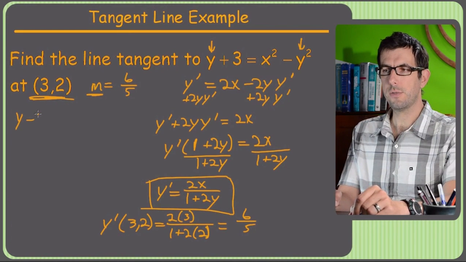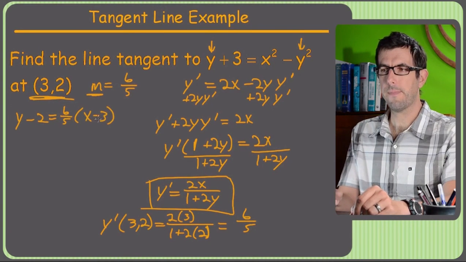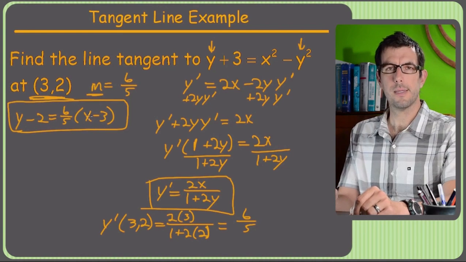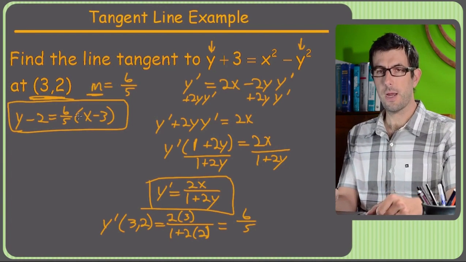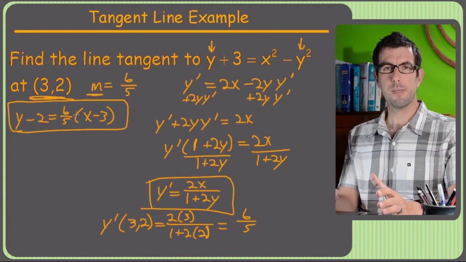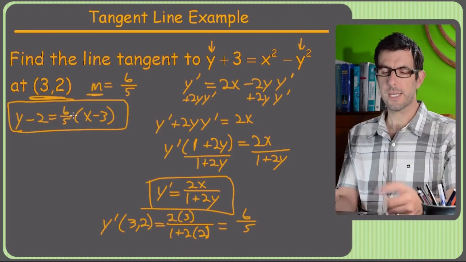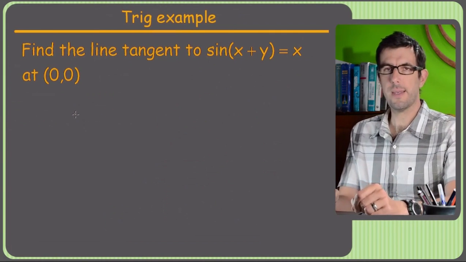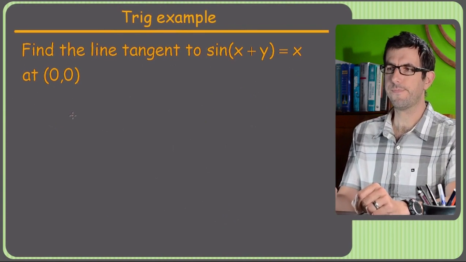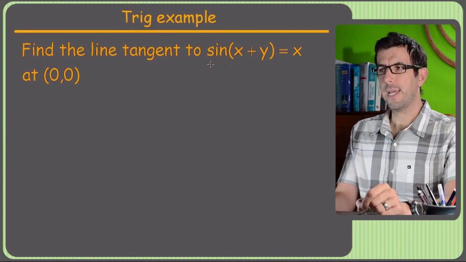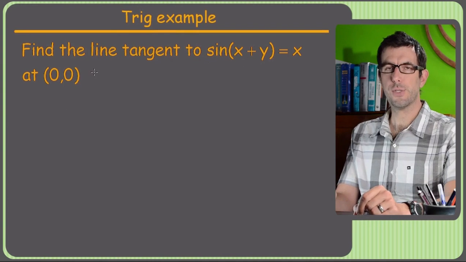y minus 2 equals 6/5 times x minus 3. And voila. There she goes. All right, so as you can see, you're going to have to use the implicit differentiation technique to find y prime, but once you got that, just plug and chug right through it.